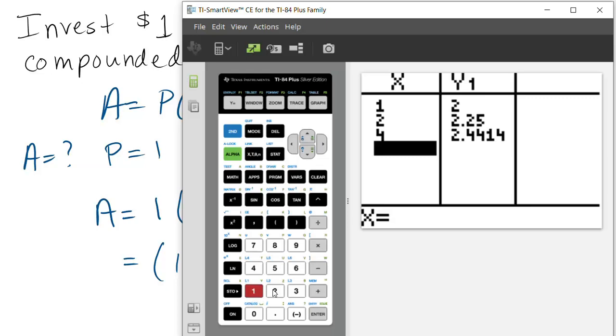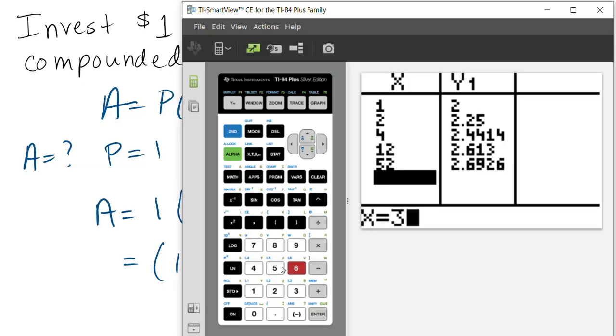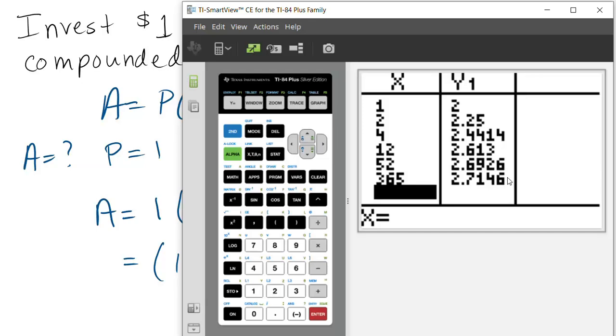If we increase that to monthly, we get $2.61. Another common compounding period would be weekly, 52 weeks. Now we're up to $2.69. Let's go to daily, 365 times. You can see this is clearly leveling off. This is at about $2.71.